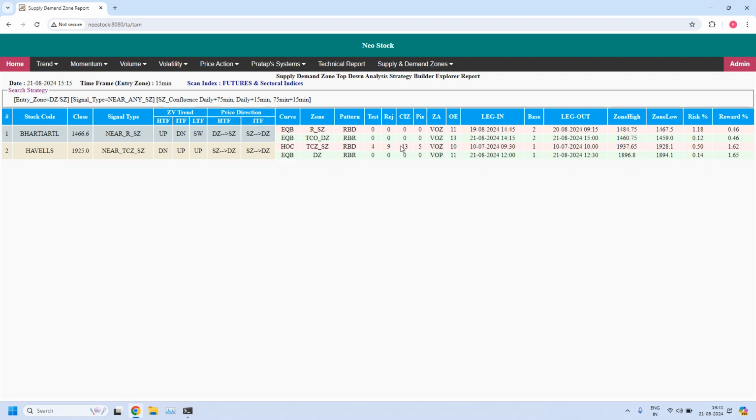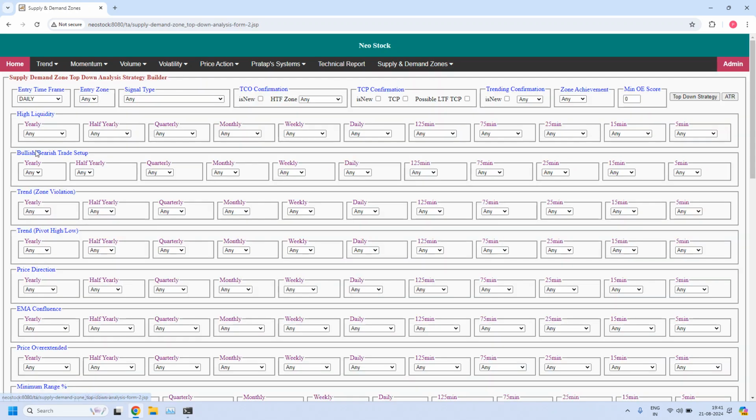And Havels is pierced, so it's not valid. But Bharti Airtel is a high liquidity zone and having confluence with 75 minutes and daily. Okay, this is about 15 minutes time frame. Next time frame is 5 minutes.